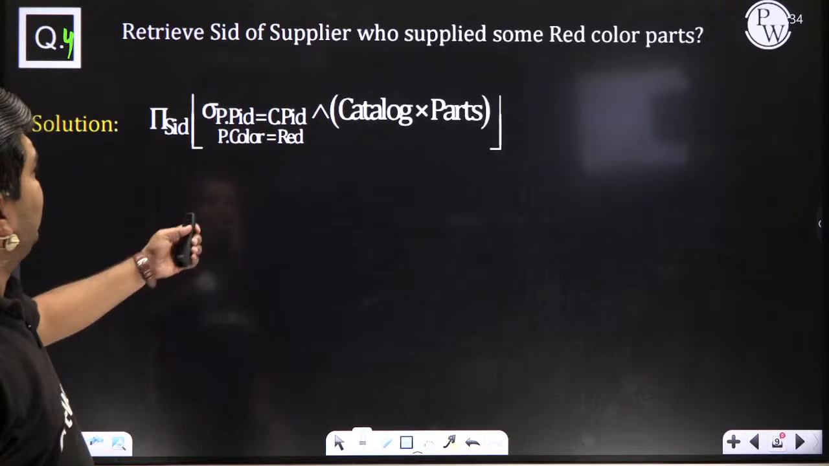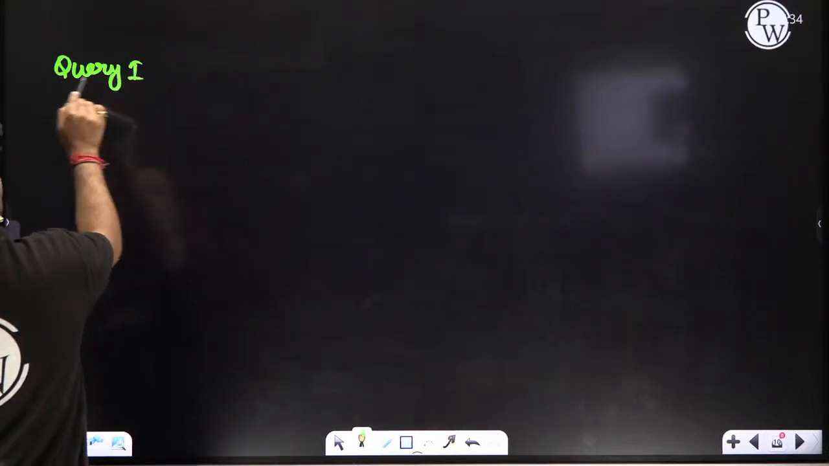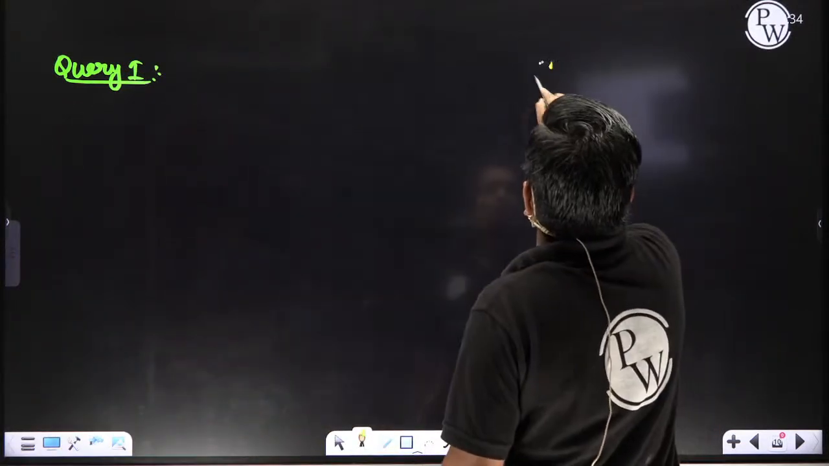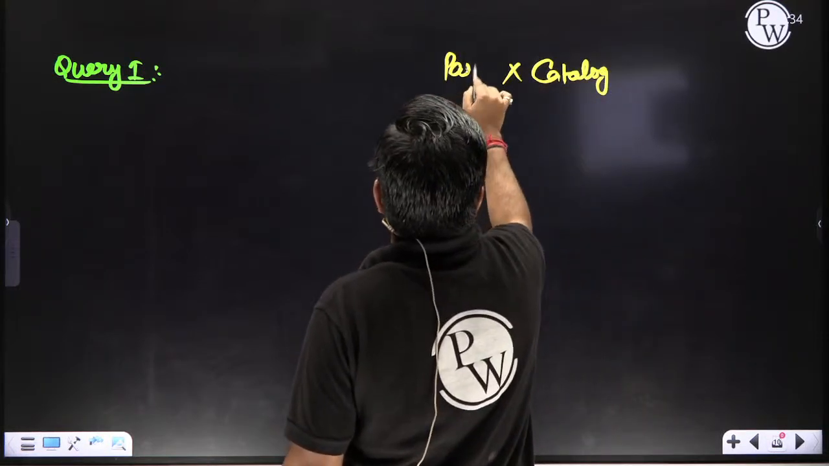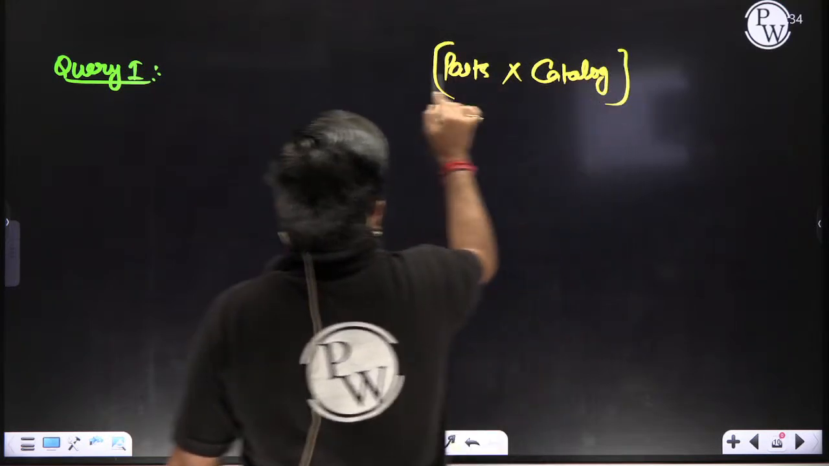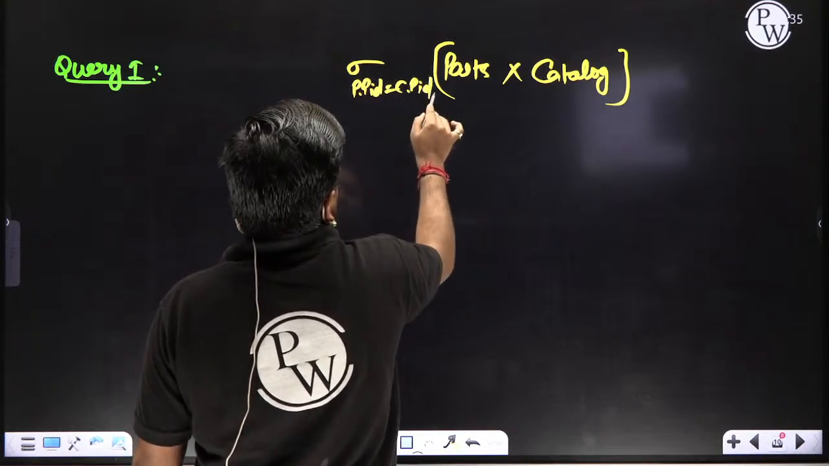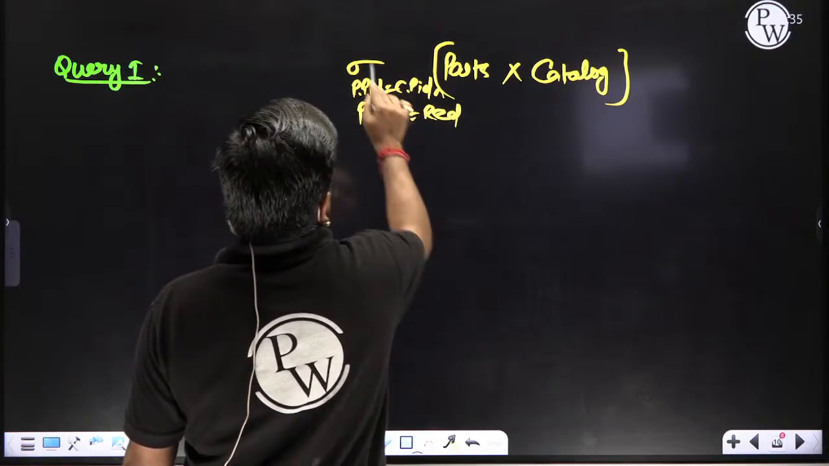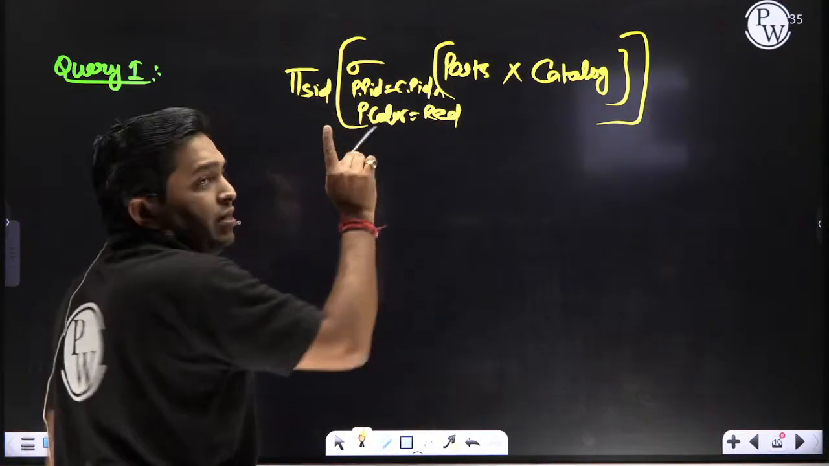So you can write this query in 4 approaches. Listen carefully. I am writing 4 queries for this question. Query 1: first of all, I will do the cross product of catalog and parts, and the conditions I apply are parts.PID equal to C.PID, and P.color equal to red, in a very simple manner. Then we find SID. This is query 1.